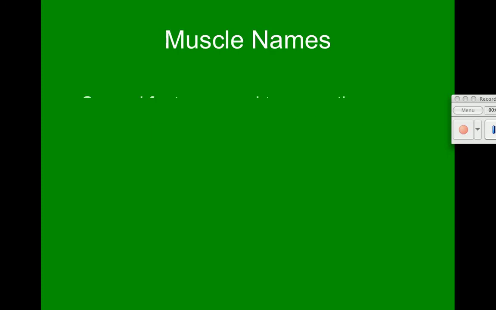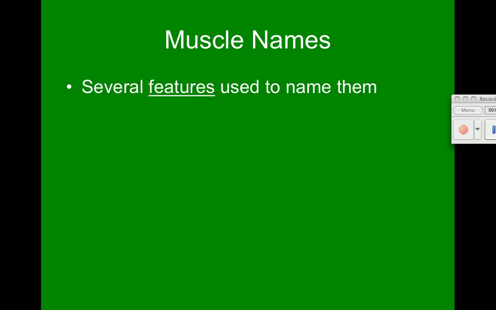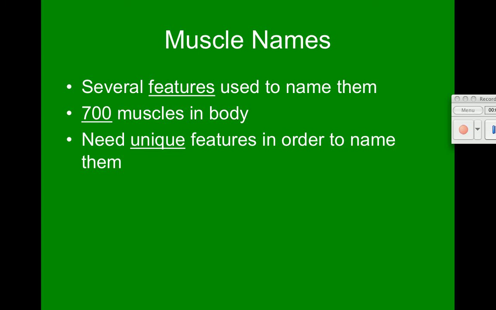All right, there are several features that we actually use to name them, and like I said, there's about 700. Now, different sources will have different numbers. A lot of it just depends on how you group them or divide them down. It's very hard actually to find 2 or 3 different books that will come to a consensus, so you may hear different numbers. Because we have so many, we need some unique features in order to name them, because we need to be able to tell them apart.